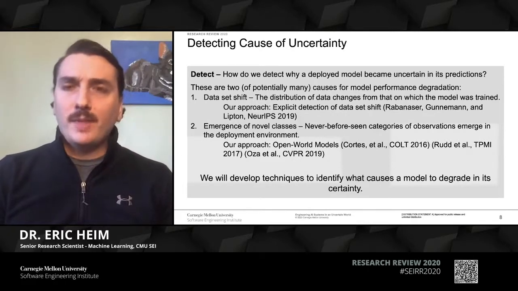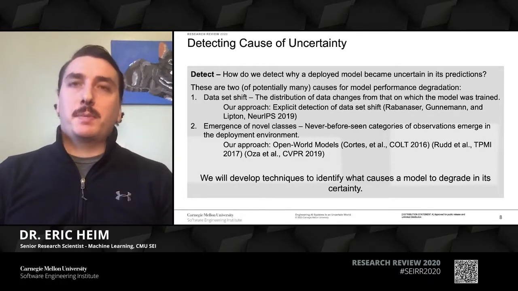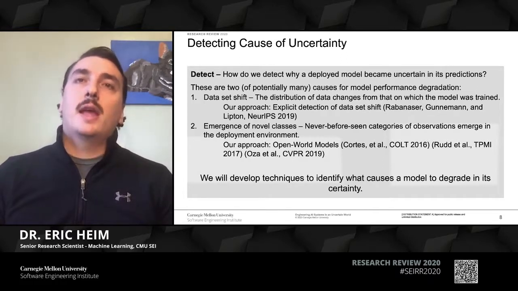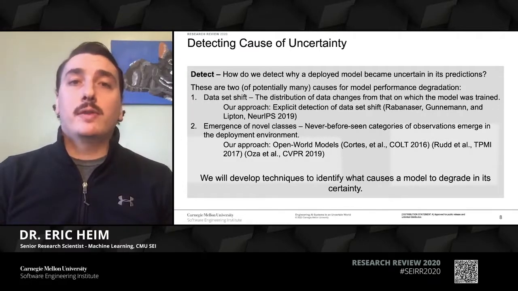So there's some work that we have with one of our collaborators, Zach Lipton, that we want to extend to be able to explicitly detect when this data set shift happens, and we want to extend it to the case where we're able to find the direct cause of this uncertainty.